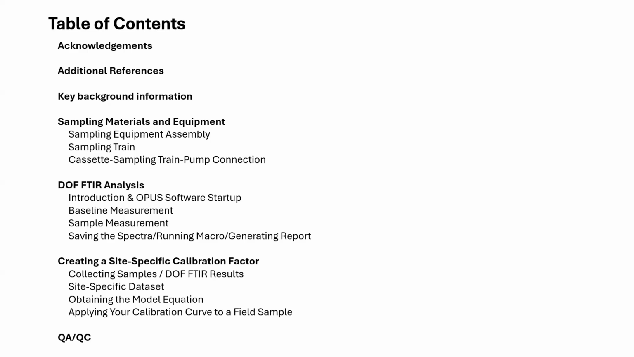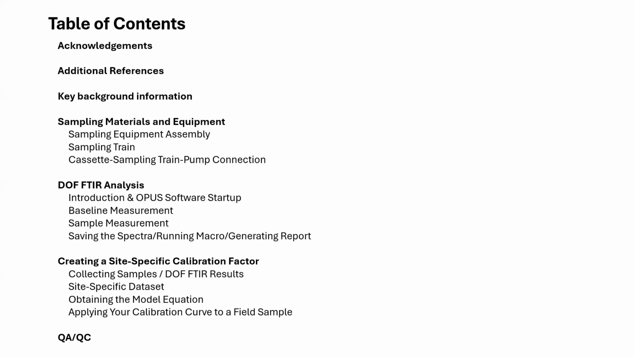In this section, I will walk you through software startup, baseline, and sample measurements, and I will show you how we get the spectra, how we run the macros for silica analysis, and generate reports. Following this, we will cover creating a site-specific calibration factor. That includes developing a site-specific data set, obtaining data model equation, and applying the calibration curve to your own field sample.